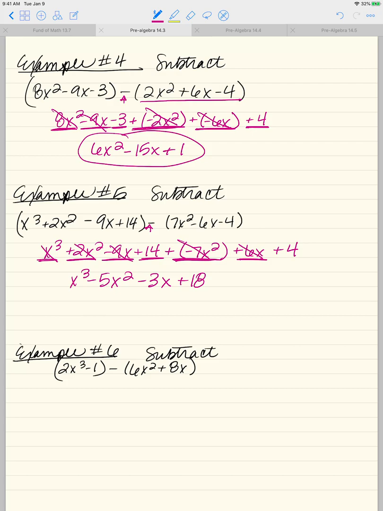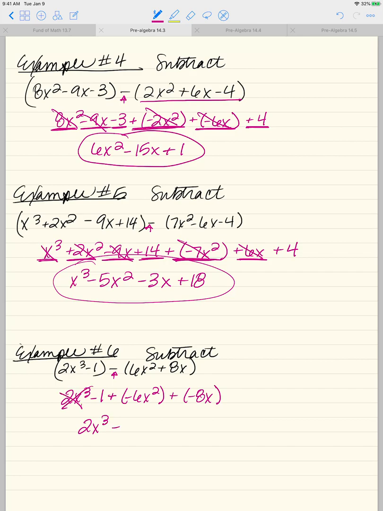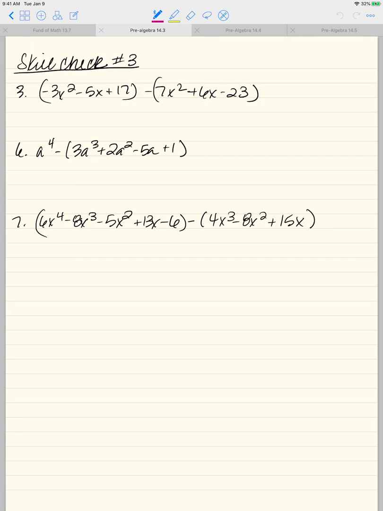Example number 6, subtracting some binomials. 2x cubed minus 1, change the subtraction to addition, add the opposites. Negative 6x squared plus minus 8x, okay? 2x cubed is all alone, no one to combine with. Minus 6x squared, all alone, no one to combine with. Minus 8x minus 1. Notice that I have written all of those in descending order of their exponents, okay? That is key.